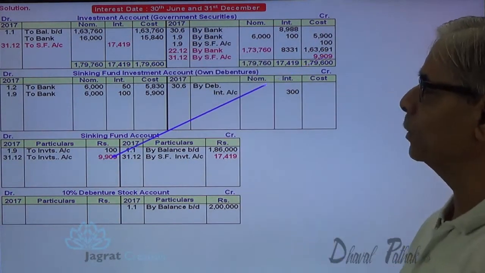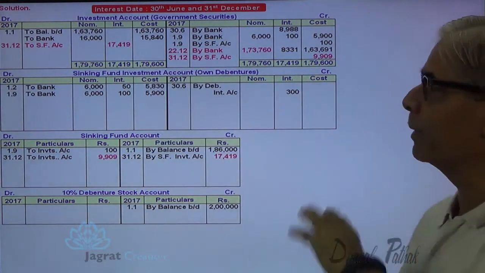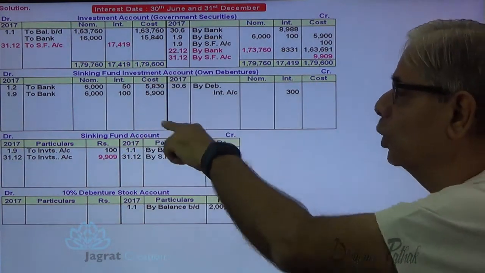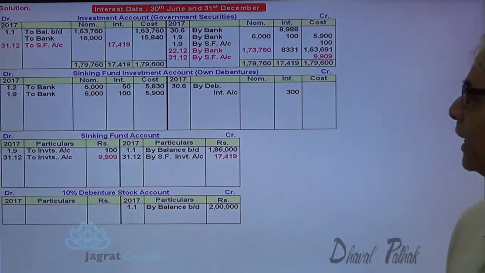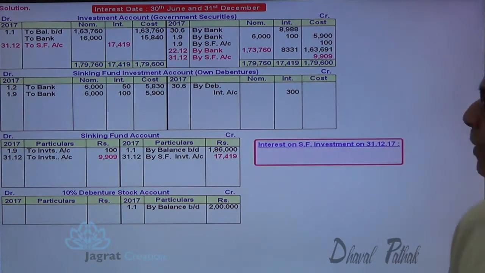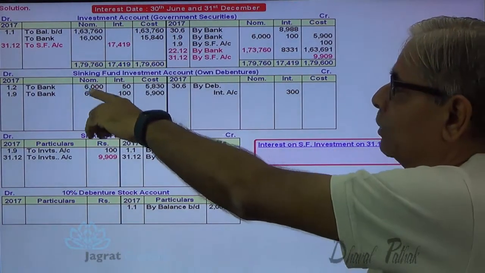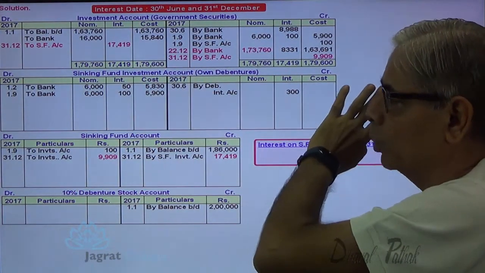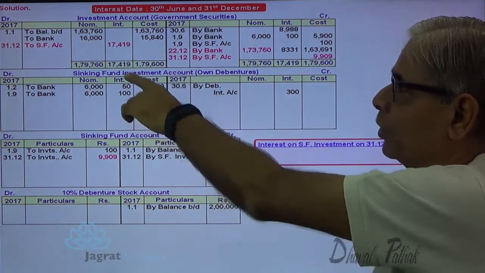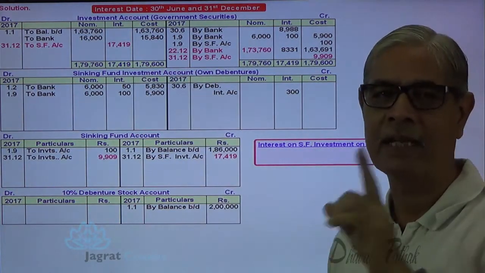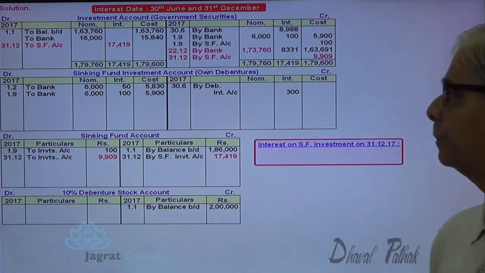So this account is closed. Now here also I am required to close. This interest on own debentures will be transferred to sinking fund account, net income. Now this account is to be closed. The cancellation of debenture has occurred on 31st of December, remember.